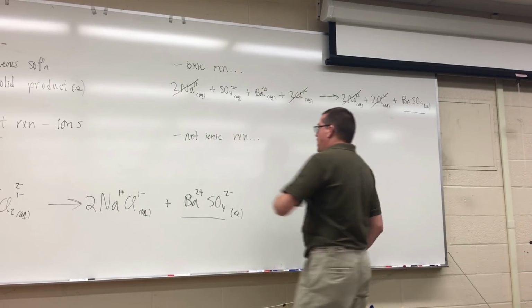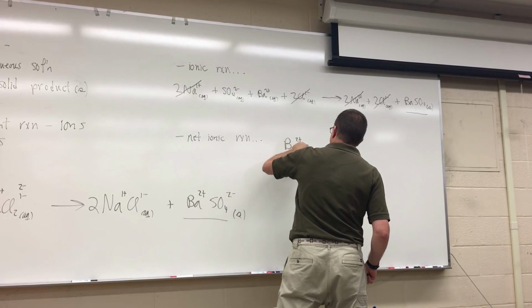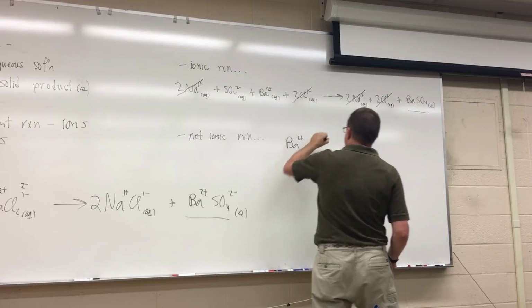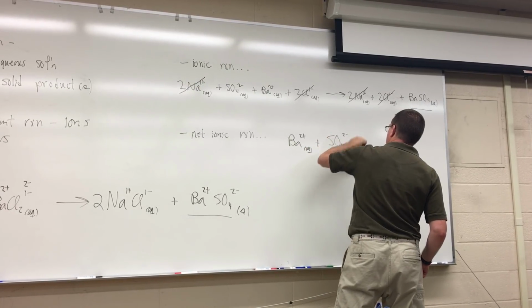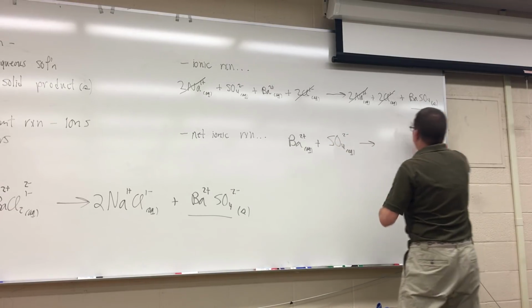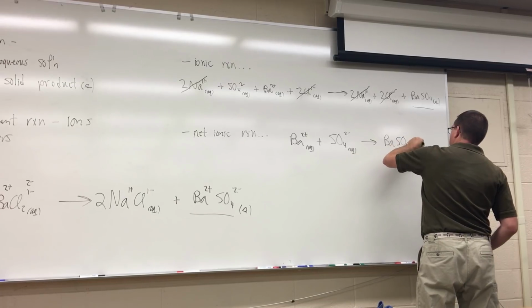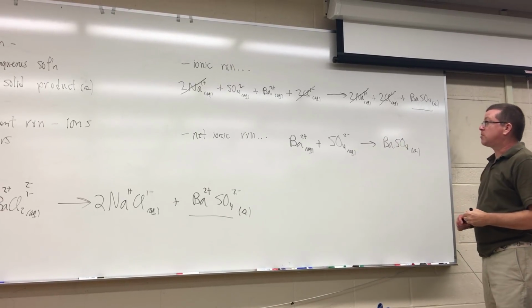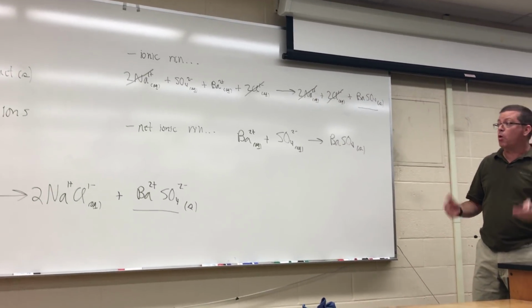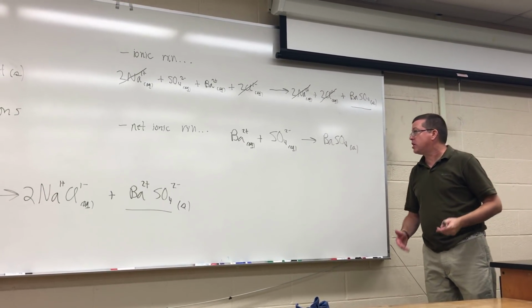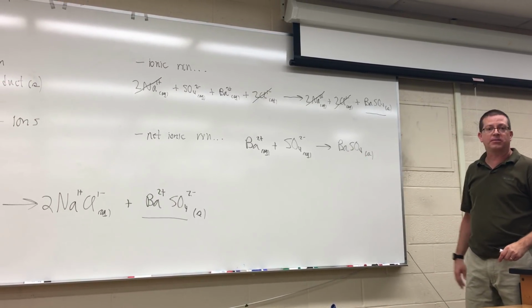So what I have now is barium ion in solution, plus the sulfate ion, also in aqueous solution. And now I'm forming my one solid product, which is my barium sulfate, BaSO4 solid. So that would be my net ionic reaction equation. So it's really distilling down specifically the one important part of this reaction equation that yields the product that we can isolate, which is going to be the solid barium sulfate.